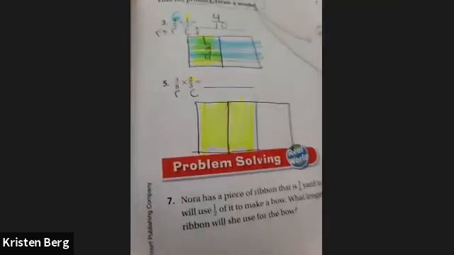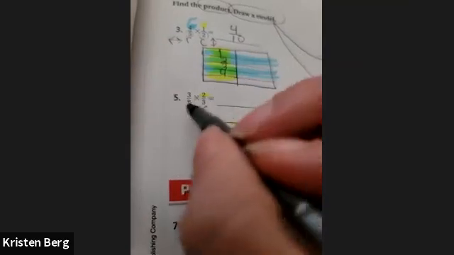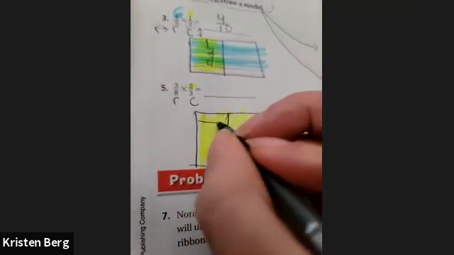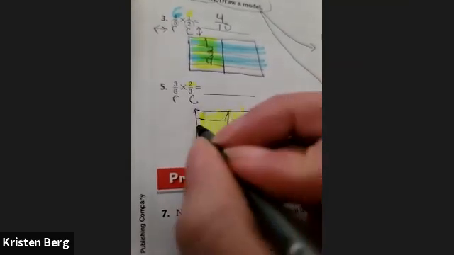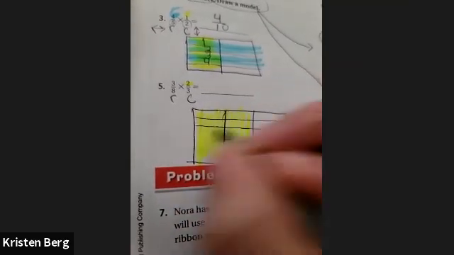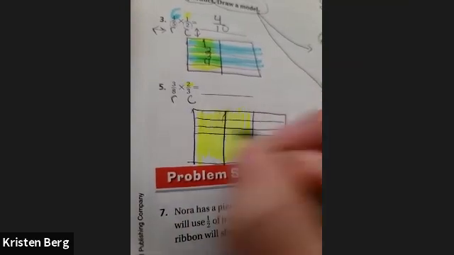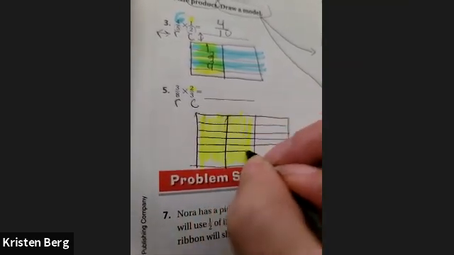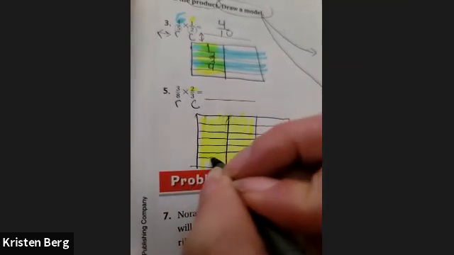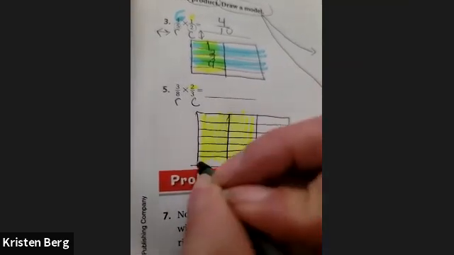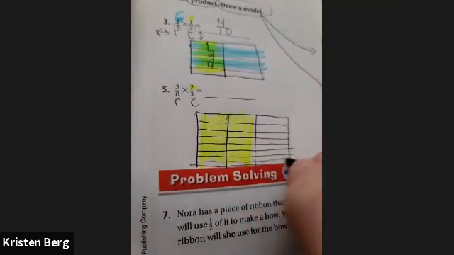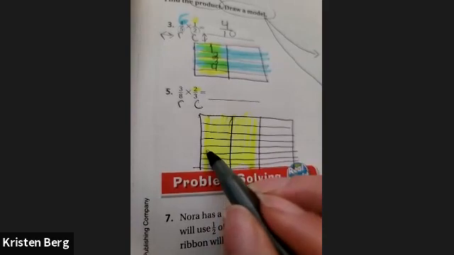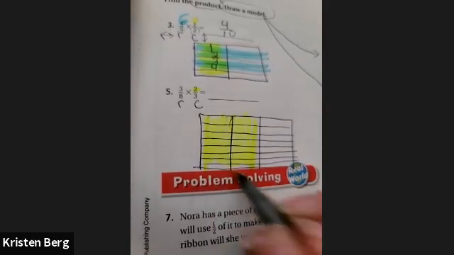Then this one is telling you there needs to be 8 rows. So that means 7 lines. 1, 2, 3, 4, 5, 6, and then I'll make another one, 7, and then that should be 8. 1, 2, 3, 4, 5, 6, 7, 8 rows.